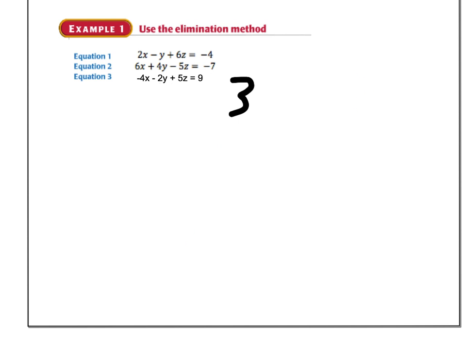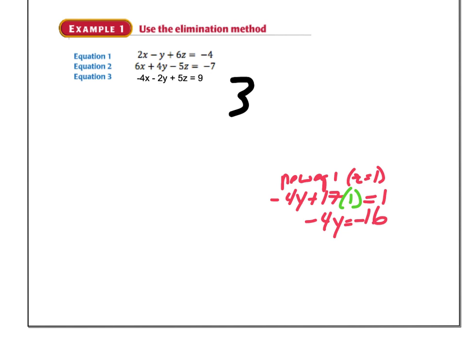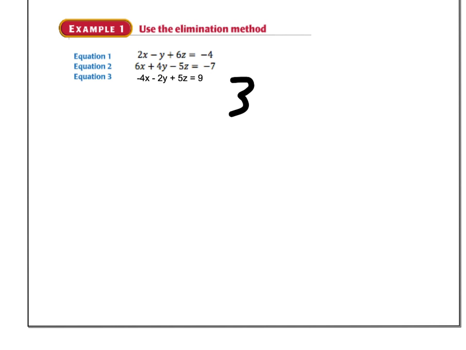You could do it to these, but those numbers are huge. So I will substitute z equals 1 into new equation 1, because it looks the simplest. We have negative 4y plus 17z, which is 1, and that equals 1 when we solve it. Our next line then would be negative 4y equals negative 16. And finally, we get y equals 4. So now we have 2 down, 1 to go.